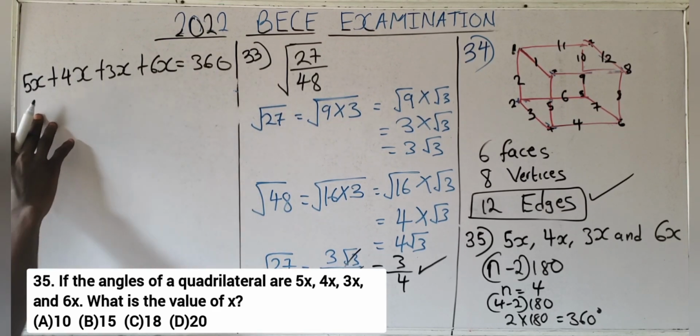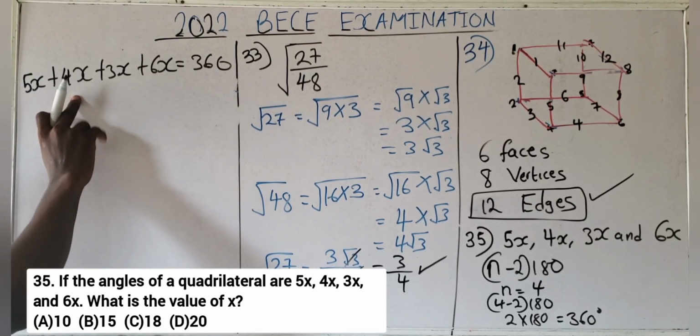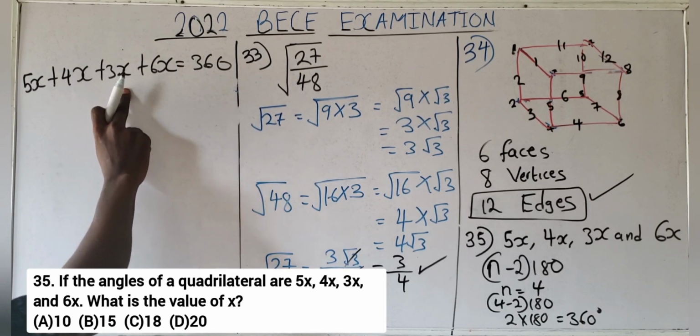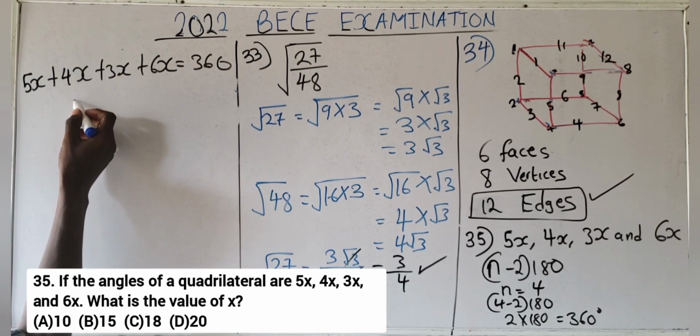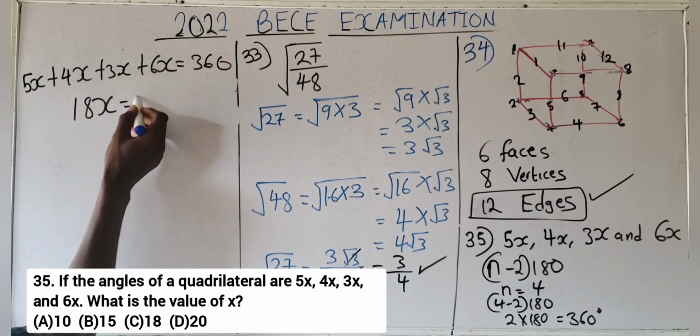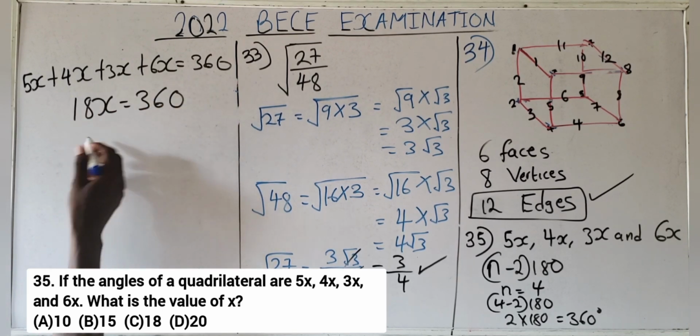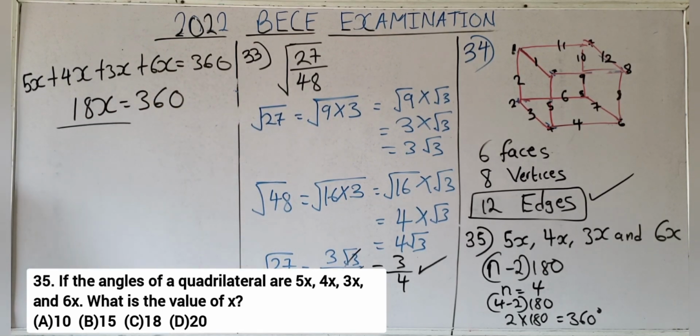5 plus 4, 9x. 9x plus 3x, that is 12x. 12x plus 6x, that is 18x. So I'm going to have 18x equals 360. Now, to get the value of x, all you have to do is divide both sides by 18. 360 divided by 18, that is 20.